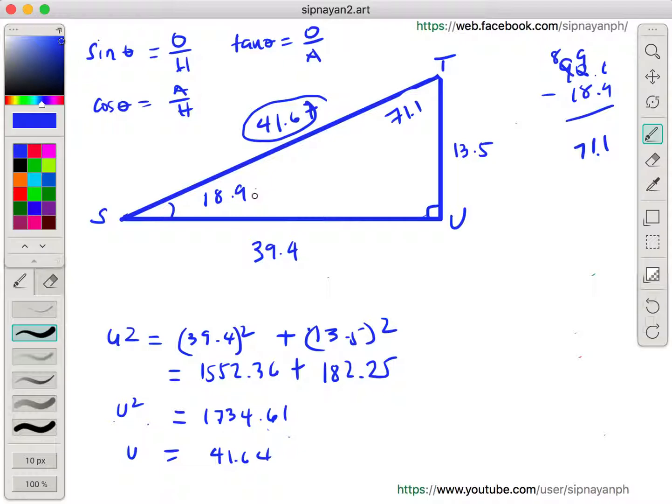Okay, so I think that's it. Nakuha na natin yung given two sides, nakuha na natin yung third side, at nakuha na natin yung dalawang angles sa loob, yung interior angles natin. Okay, so yeah, that's it. I hope meron kayo natutunan dito sa video na to.